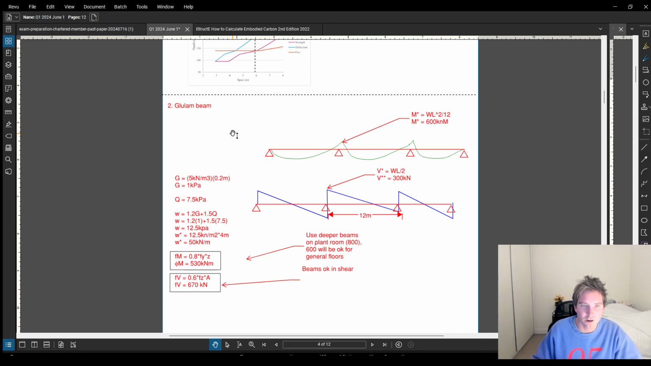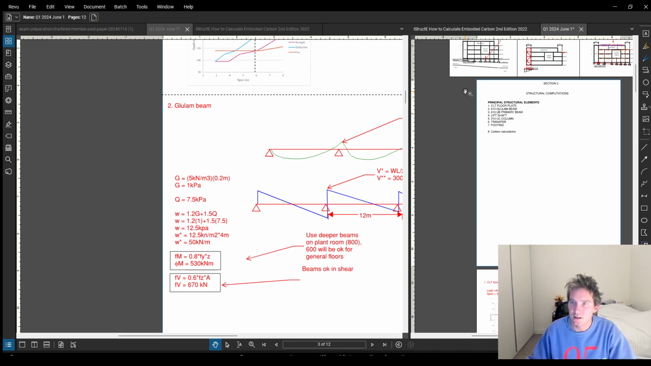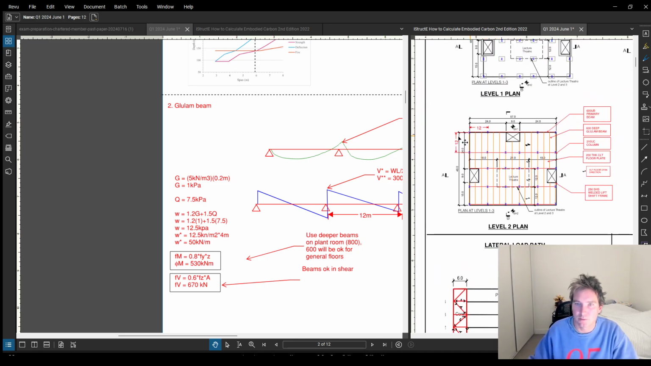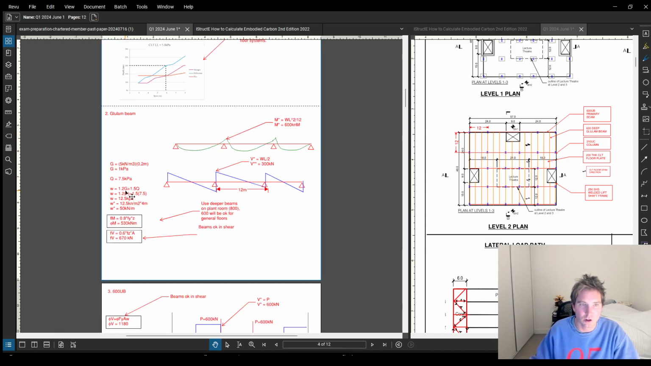Glulam beam, going back to the fundamentals here a little bit. My glulam beams, these orange beams here, are my secondary beams, and I'm really just showing they're a continuous beam. There's a bending moment diagram and shear force diagram based on the loading.